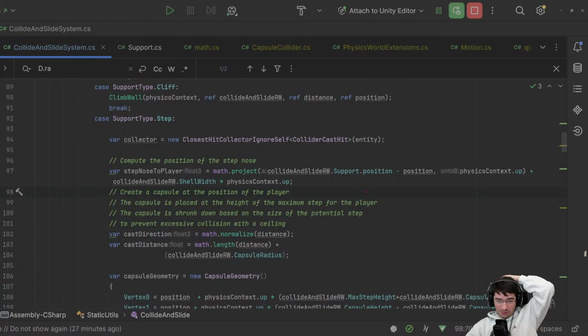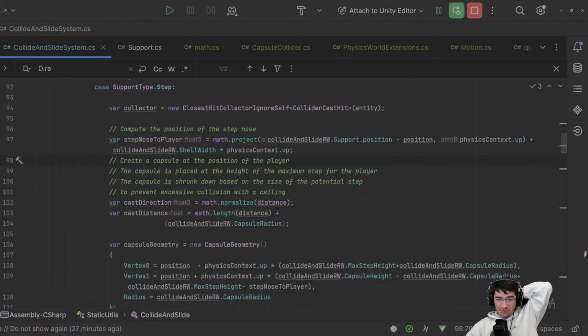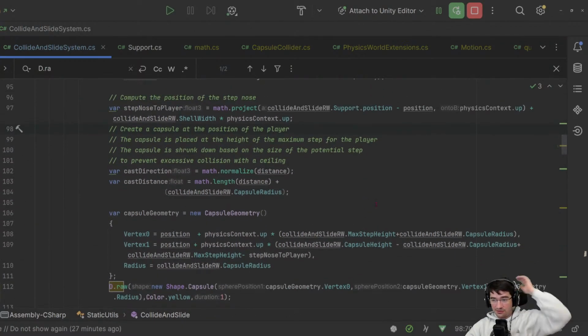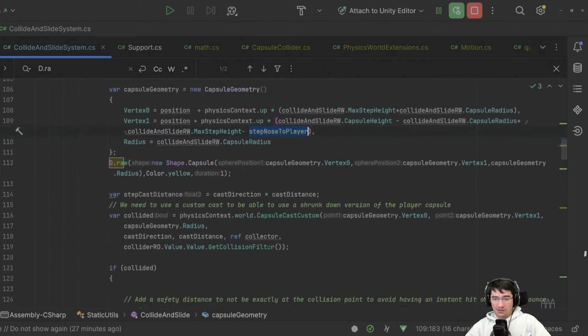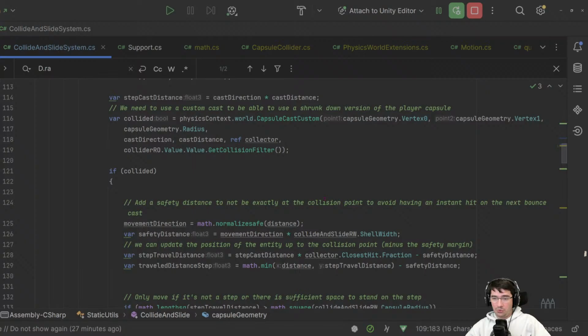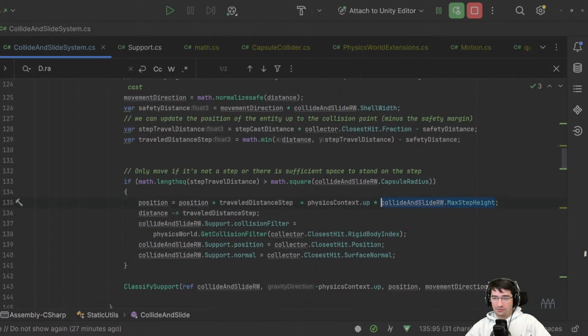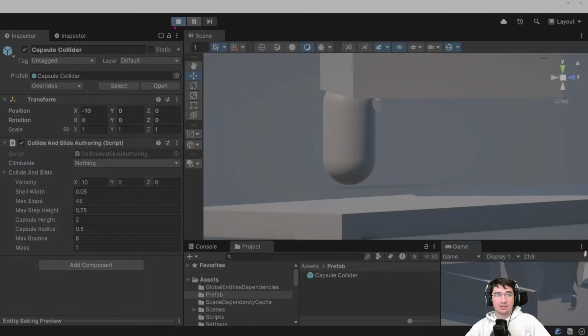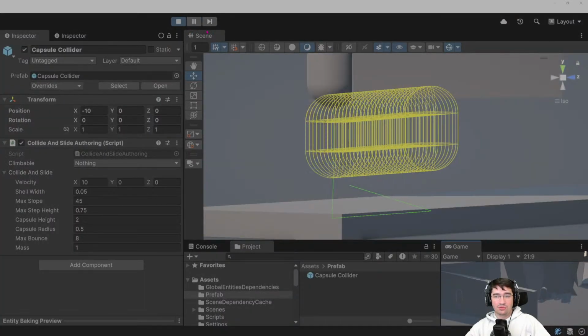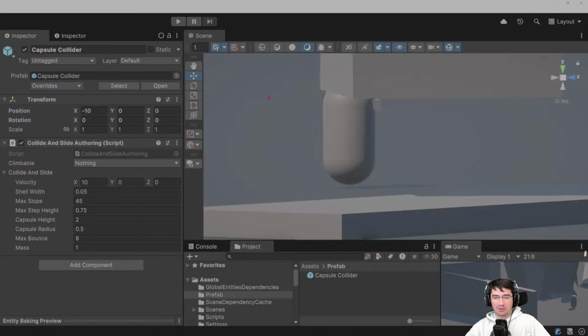So is this computed? I need to find the actual height of my step, which I think is this one. So if I put this instead of this one, that should solve the issue. No, it did not. Crap.